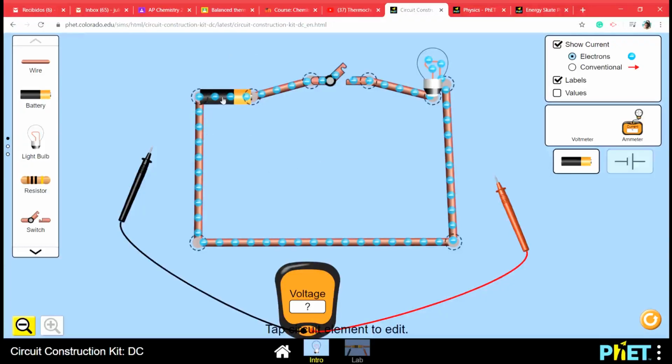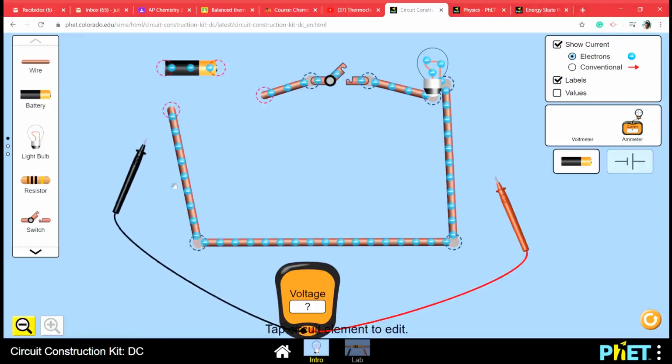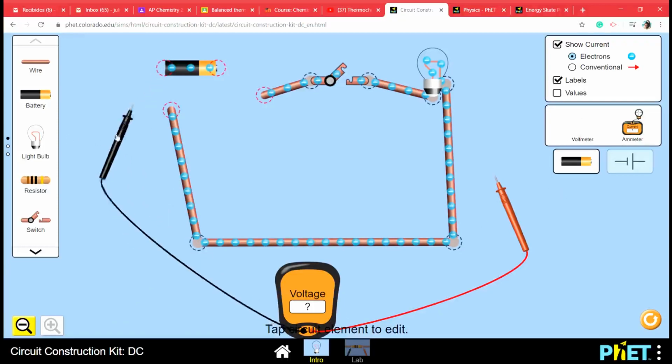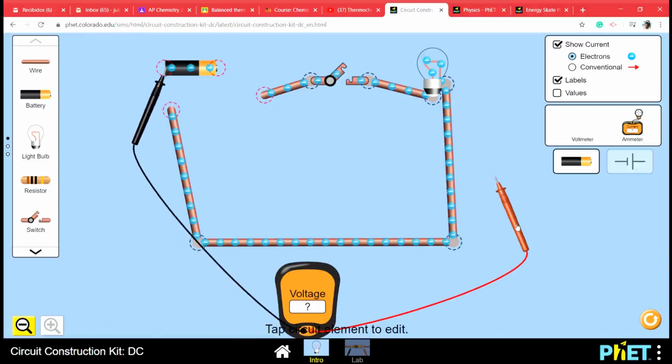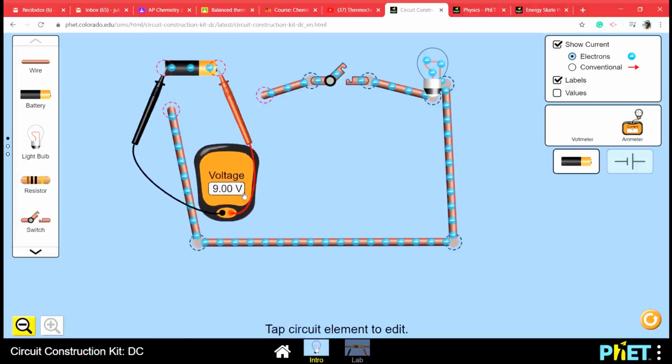Check, guys, this battery. I'm gonna take this battery out of here. You already know how to use this tool. And I'm gonna use here the voltmeter. You found it over here. I took it out. And I'm gonna measure how much voltage this battery is producing. It has 9 volts, right?